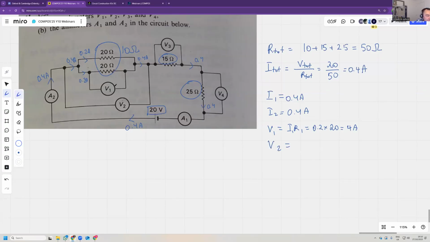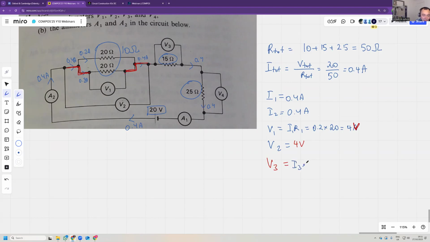V2, well, as a matter of fact, it doesn't make any difference because along a wire, the potential is the same. The potential doesn't change along this wire, and the potential doesn't change along this wire. So no matter how you connect the voltmeter, you can connect it here, here, or here. The voltage is going to be the same. 4 volts. 4 volts.